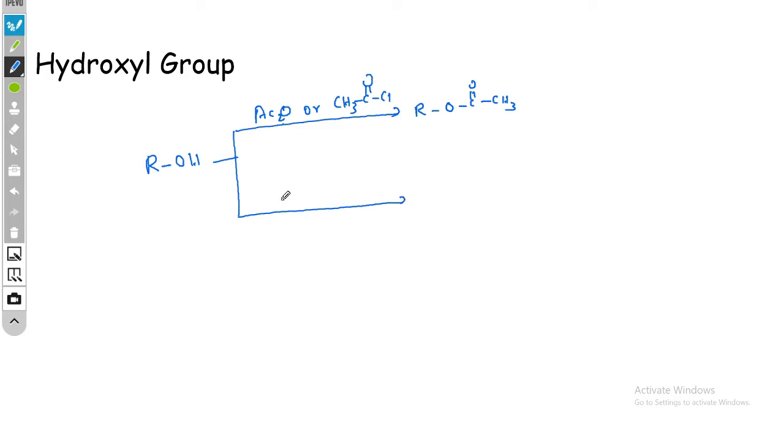Then if we treat it with benzoyl chloride, we have its benzoyl ester.